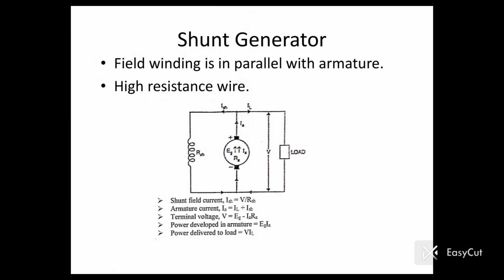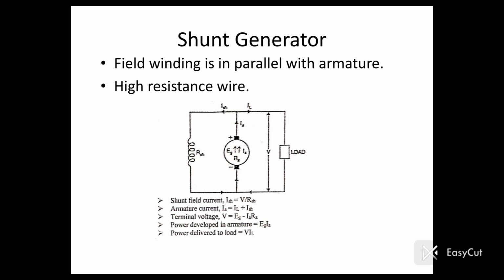2. Shunt generator. In this type, the field winding is connected in parallel to the armature. That's why it's called a shunt generator. This field winding has many turns of fine wire and high resistance. Only a small part of the current flows through the field winding. The rest goes to the load. Let's see the details from the diagram.